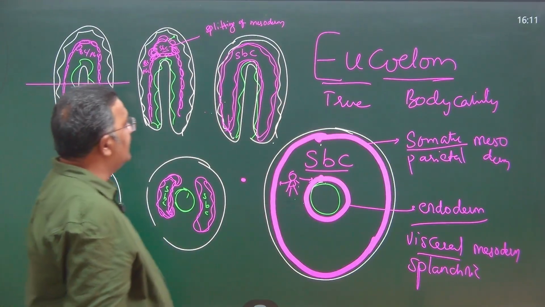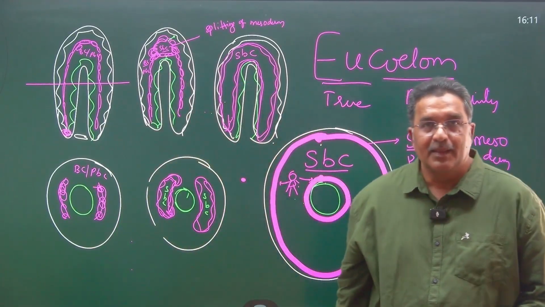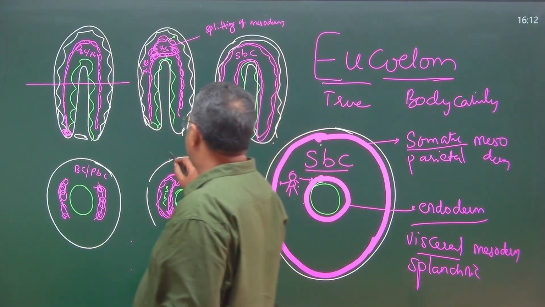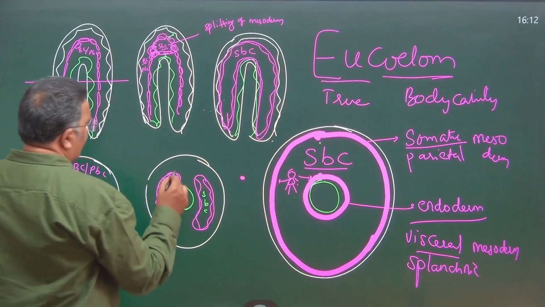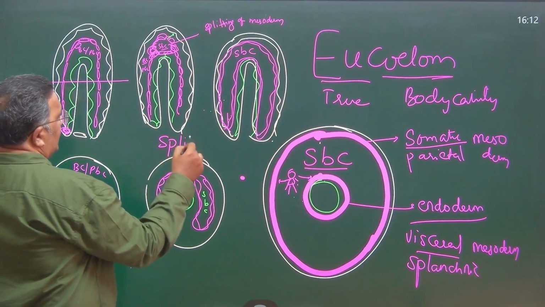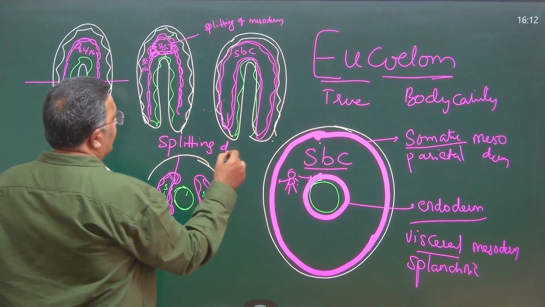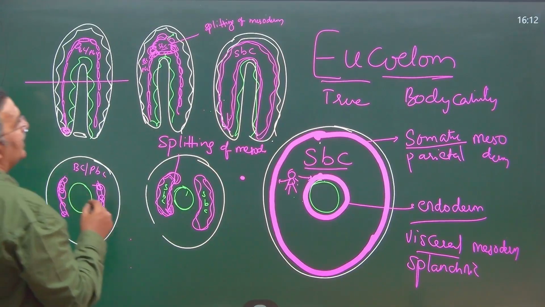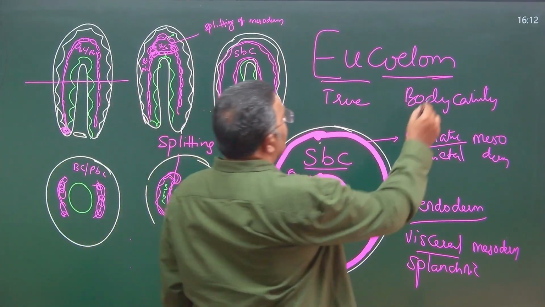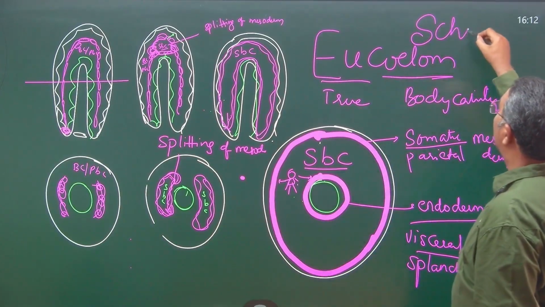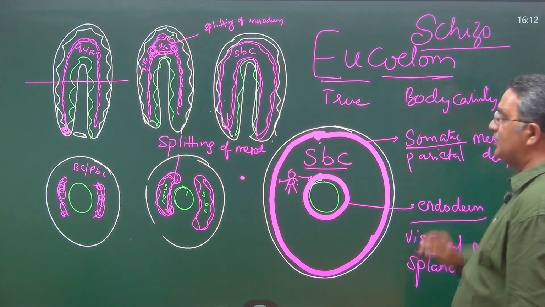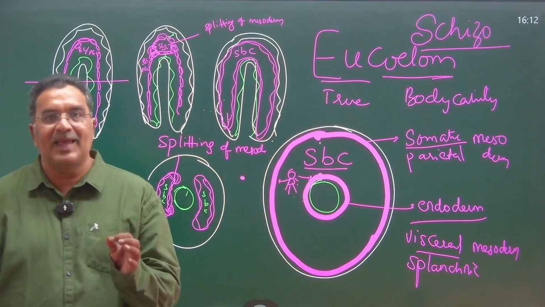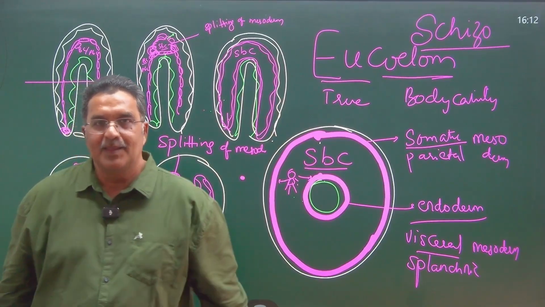And how does this particular body cavity appear? By the splitting of mesoderm, isn't it? By the splitting of mesoderm, we call such a kind of body cavity schizocoelom, true body cavity, hence called eucoelom. What is schizocoelom? The true body cavity formed by the splitting of mesoderm.